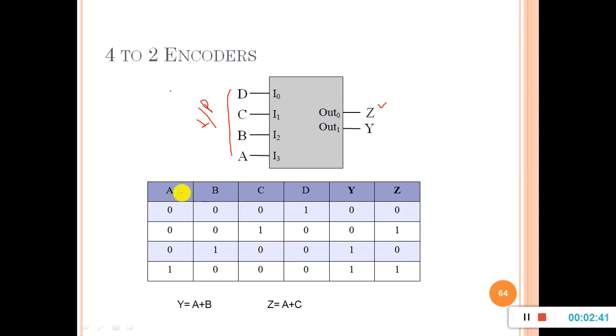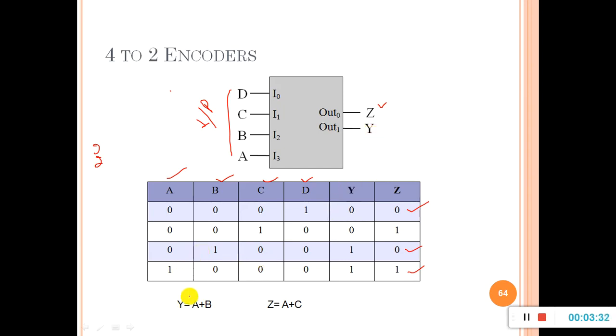If we have a four-input encoder, then it has two outputs. And how will the outputs be decided? These are the 2 to the power 2, that is 4, combinations of inputs: 0001, 0010, 0100, and 1000, and this is the output equivalent to the inputs A, B, C, D: 00, 01, 10, and 11. Then how will you find both outputs, Y and Z?